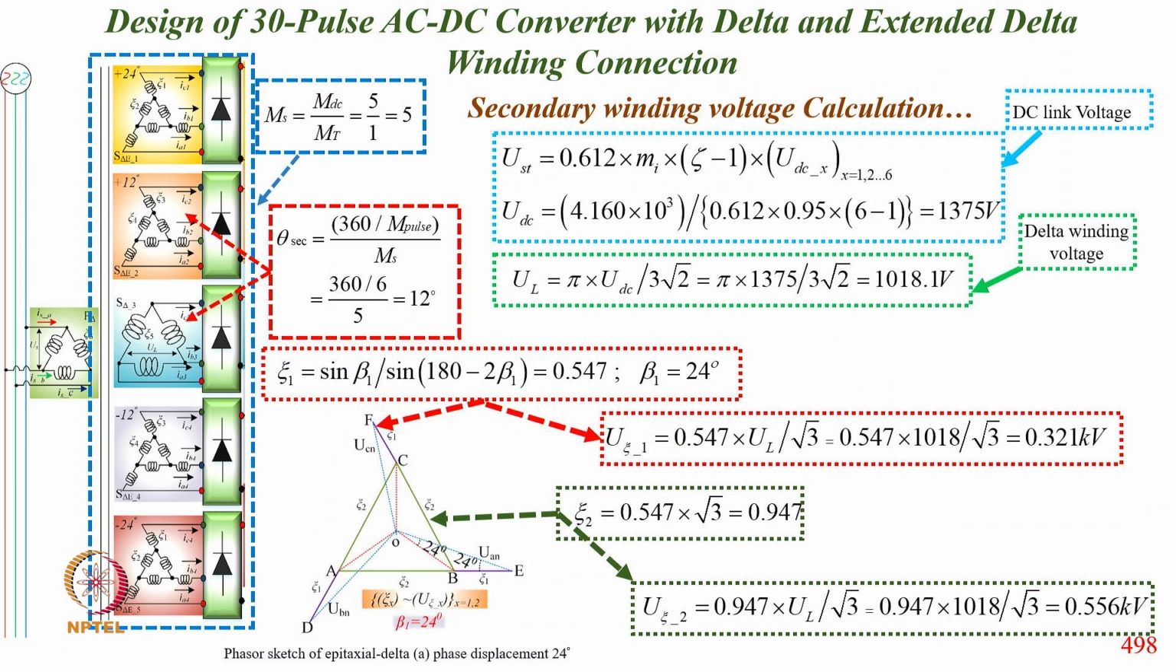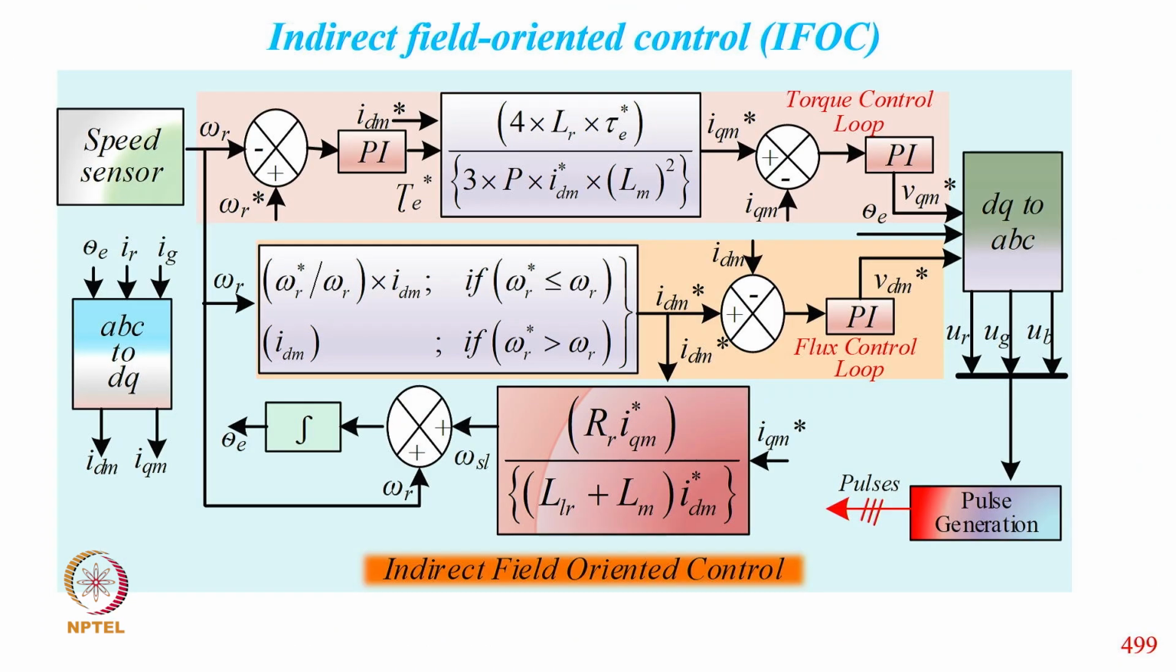And this is the design of 36 pulse AC/DC converter with delta and extended delta. So you can see the diagram, primary is this, but secondary is delta and extended delta. So from where we get MST equal to 5, and we calculate VST, from which we get VDC equal to 1375 volt, and line voltage is 1018 volt, and we calculate beta as 124 degrees. So all the calculation of transformer design is done for the voltage and transformer corresponding to here.